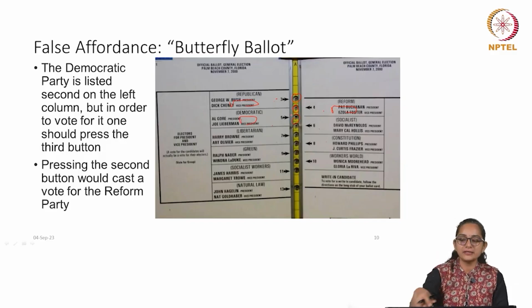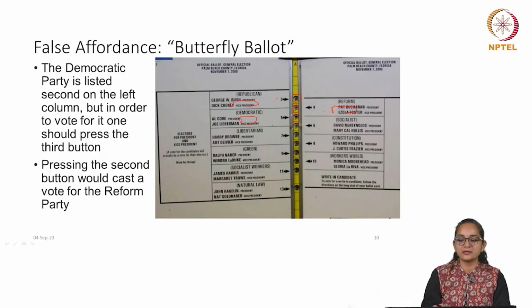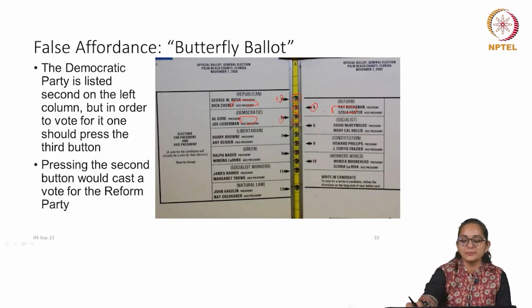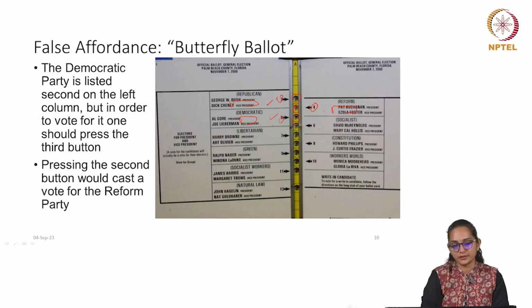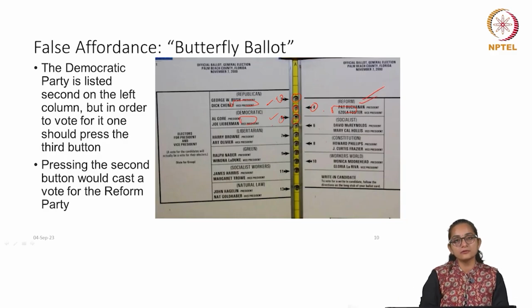So, here apparently they have this list and the light here, and the buttons are somewhere else, which is another parallel set of 1, 2, 3, 4, 5. So, one needs to go here and see the number and then press the button accordingly. However, just by looking at this list, it seems that first is Republican, second is Democrat. And pressing the second button would cast a vote to the Reform Party, this one. But a lot of people who wanted to go with the Democratic Party mistakenly pressed the second button and voted for the Reform Party instead.